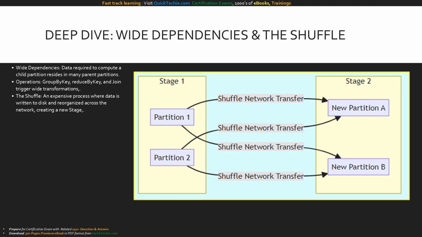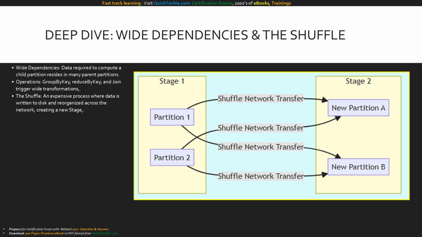The counterpart to narrow dependencies are wide dependencies. This happens when the data required to compute a new partition resides in many different parent partitions. Operations like group by key or joins fall into this category. To perform these operations, Spark must reorganize the data across the entire cluster.